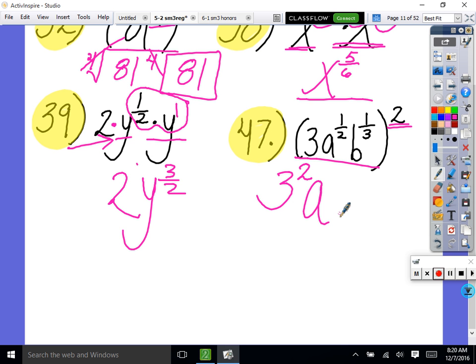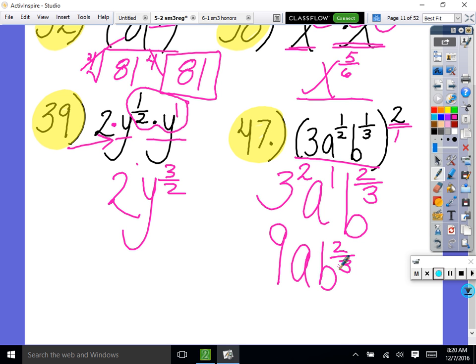Okay, 1/2 times 2. 1/3 times 2. 2/3, guys, you multiply fractions straight across. Does anything more simplify? 3 squared is not 3 times 2. 3 squared is 9. Then we have an a and a b to the 2/3.